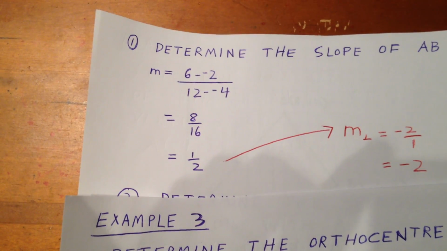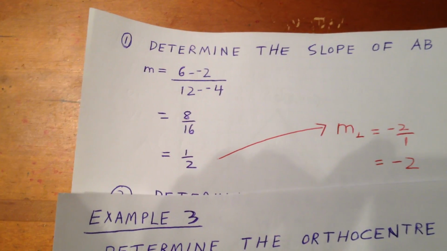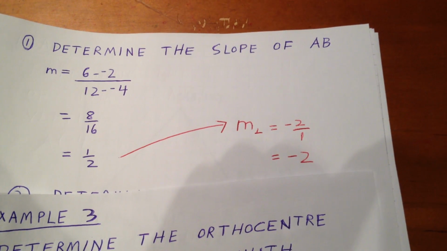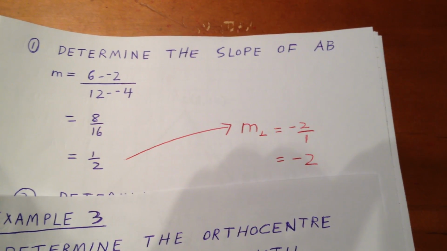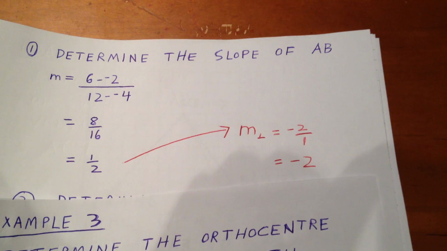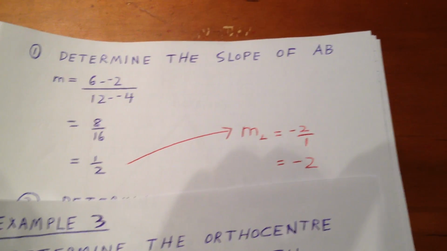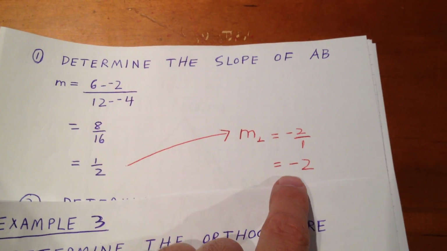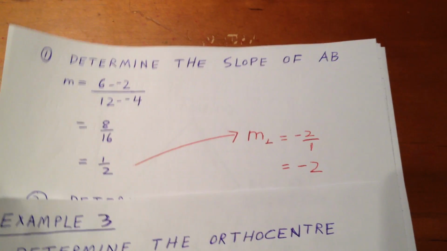Now remember, the altitude will be perpendicular to the side of the triangle, so we know that we want to use the perpendicular slope, which is the negative reciprocal, -2 over 1, and that is simplified to -2.